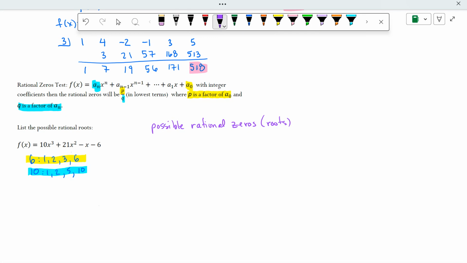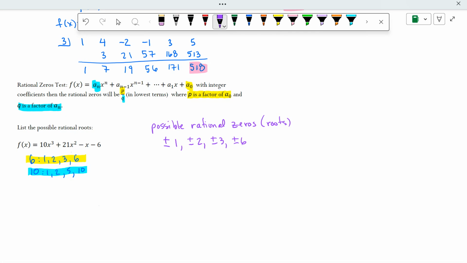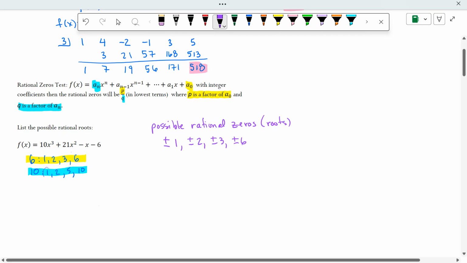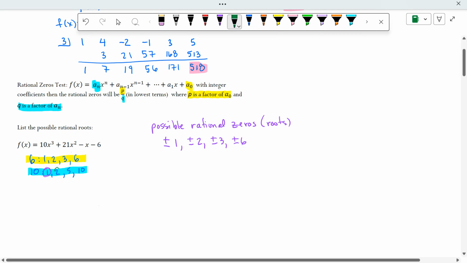So we are looking at our possible rational zeros. I'm going to take my constant term factors and list them, and we could have positive or negative. So I have plus or minus 1, plus or minus 2, plus or minus 3, plus or minus 6, because those are the factors of 6 divided by the first factor of 10.